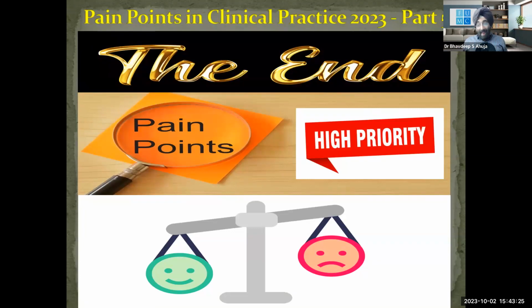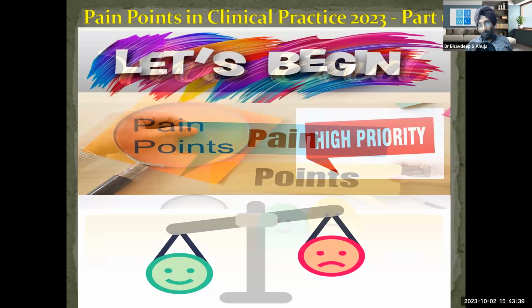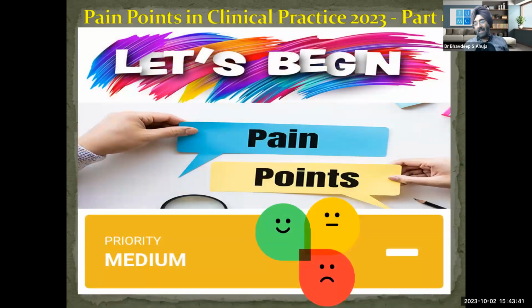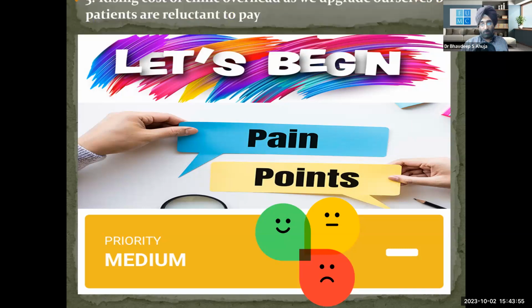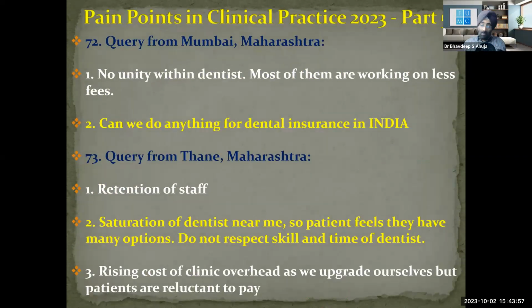So this ends all the high priority pain points. It has taken more than 8 hours or close to 6 sessions to finish these high priority 71 pain points out of the 250 responses. The next up is the medium priority pain points. I'm going to take a couple today, and then we'll be starting the next session, whenever we take this up in December, from the medium priority pain points. Just 2 of them.